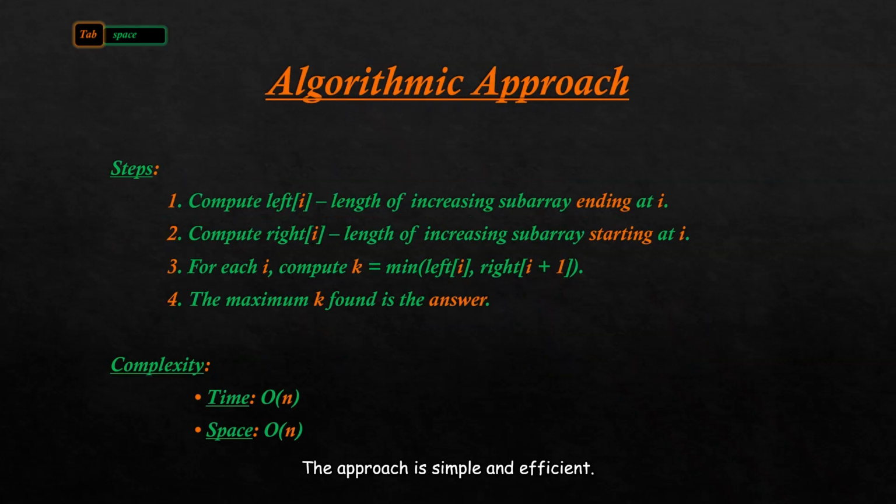The approach is simple and efficient. Step 1. We compute left[i], the increasing run ending at each position. Then we compute right[i], the increasing run starting at each position. For every boundary between elements, find the smaller of left[i] and right[i+1]. We take the maximum of these values. That gives our answer. This algorithm runs in O(n) time and uses O(n) space.